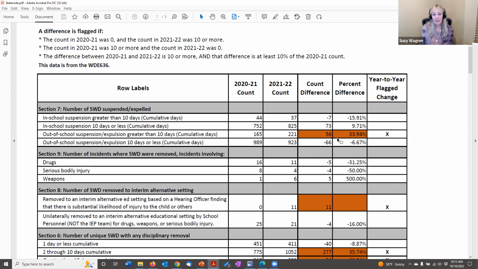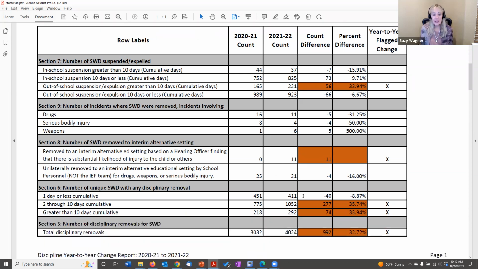It just means that there was a relatively large increase or decrease, and we want you to look at it and make sure they're okay. For example, at the state level, we can see that the number of out-of-school suspensions and expulsions greater than 10 days increased by 56 students, which is about a 34% increase. In 2021, there were 165 students with disabilities who had more than 10 days of suspensions. In 21-22, there were 221.